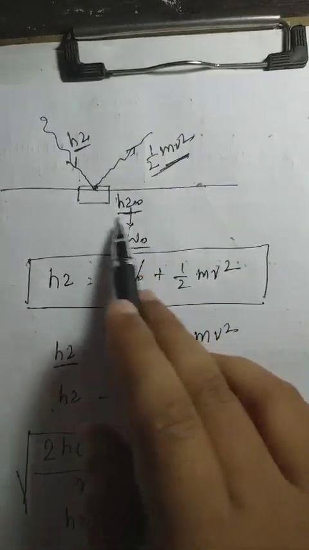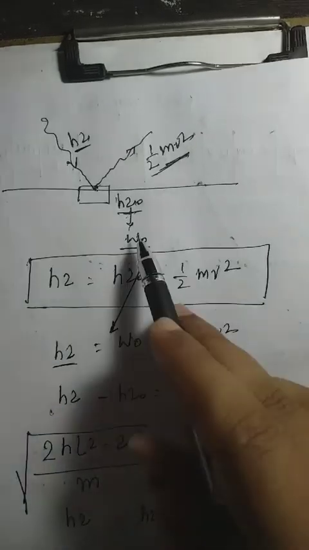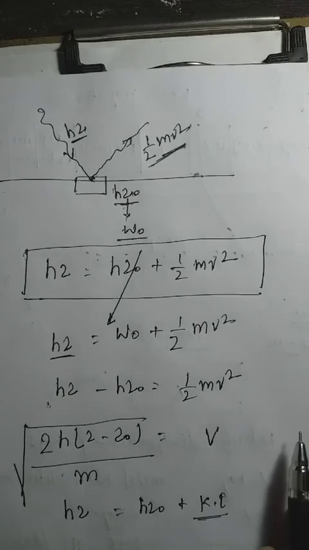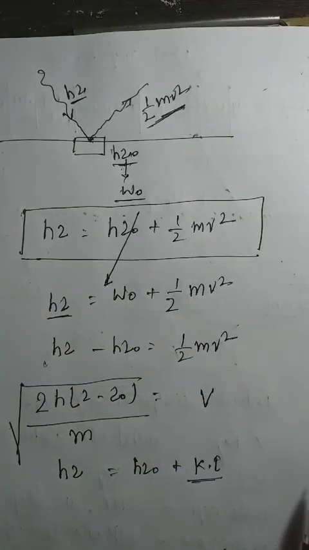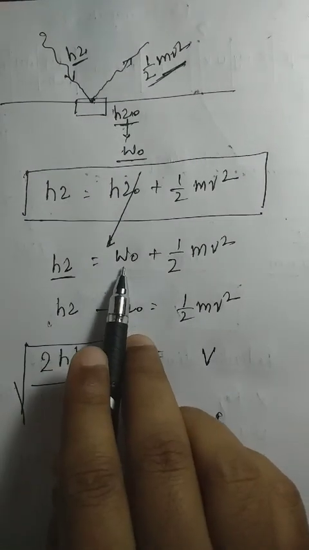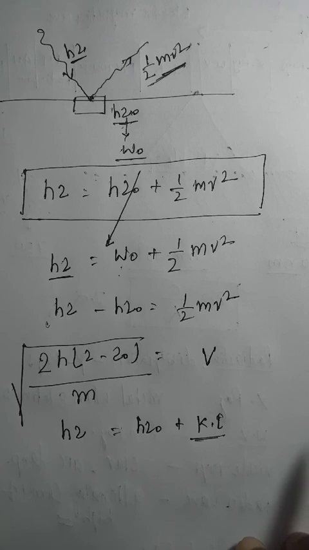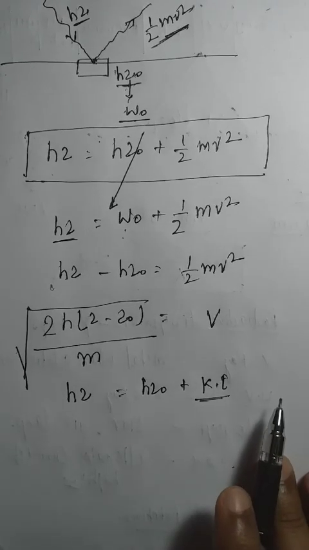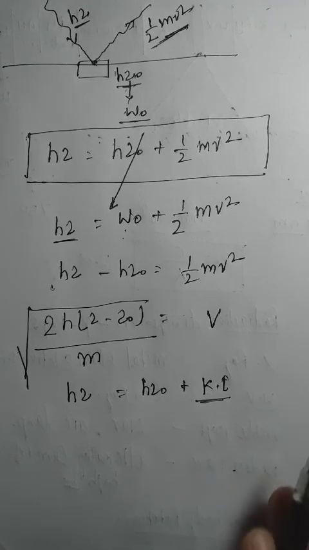H nu naught is the certain amount of energy which is responsible for ejection of an electron. This is called work function. So h nu is equal to h nu naught plus half mv square. H nu naught is W naught, because this is a certain minimum amount of energy which is responsible for removal of an electron. Keep in mind, if someone asks you what is threshold frequency, threshold frequency is the minimum frequency of radiation.